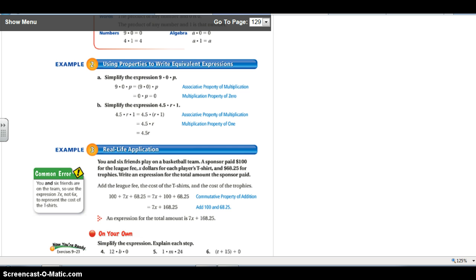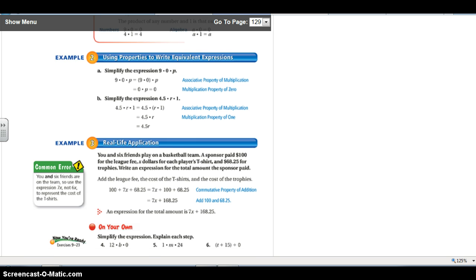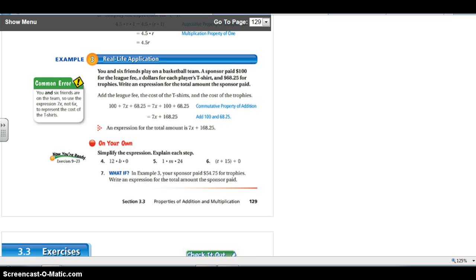So here we're using properties to write equivalent expressions. You're doing exactly what you did in the last example, but they're using 0. That's the only difference. They're using 0 as one of the numbers. So if you want to read through example 2, that shouldn't be a problem for you. Let's move on to example 3.